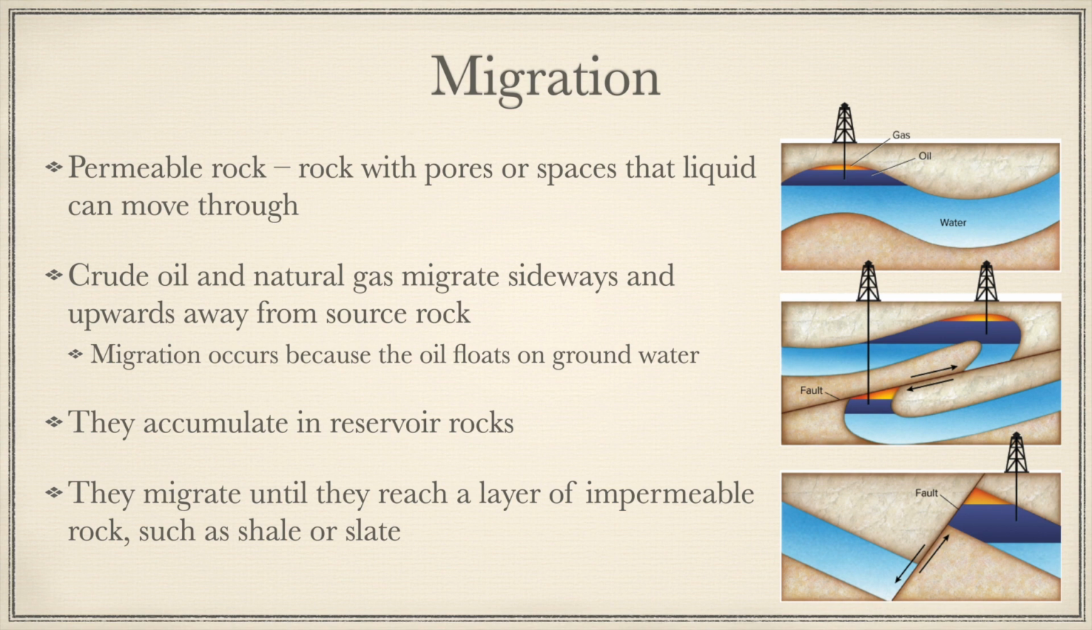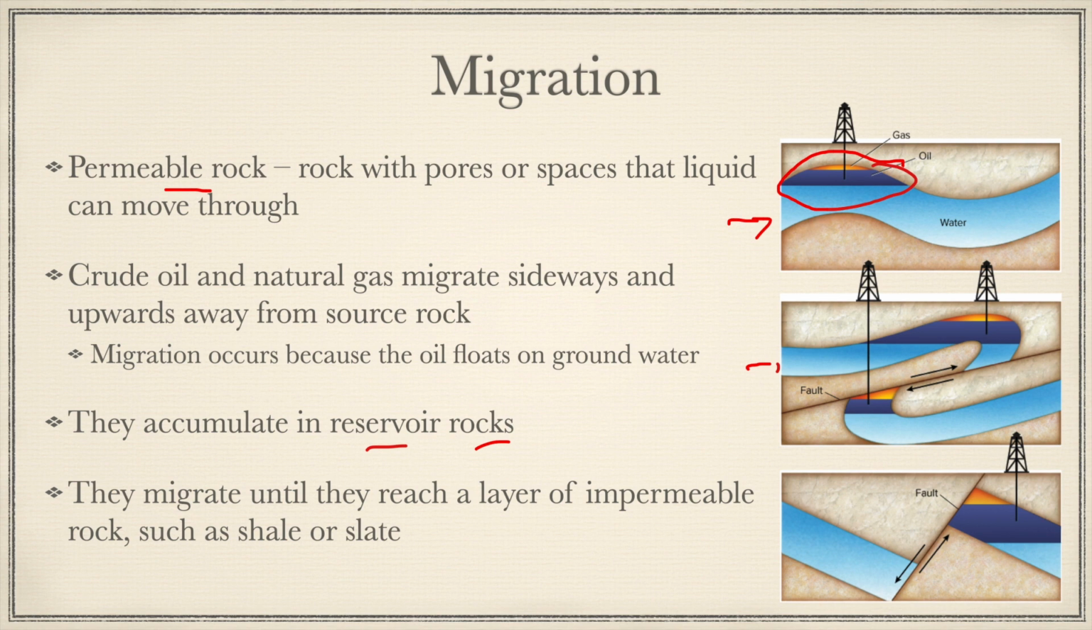Migration. So you have permeable rock, which is rock with pores and spaces that liquids can move through. Crude oil and natural gas migrate sideways and upwards away from the source rock, mainly because oil floats on groundwater. So you have groundwater in all of these, and then the oil and the natural gas kind of float on top of that. They accumulate then in reservoir rocks.